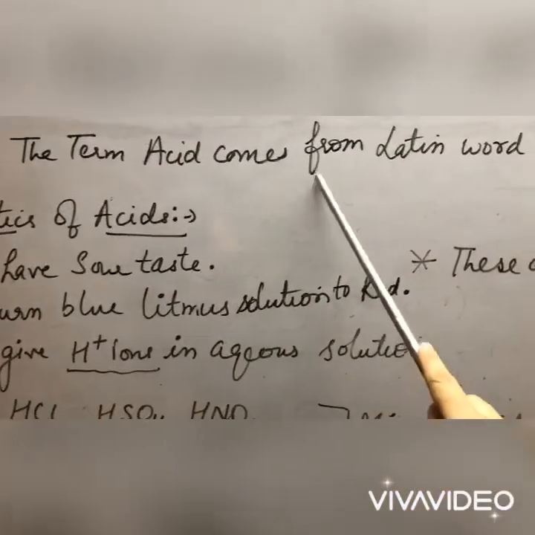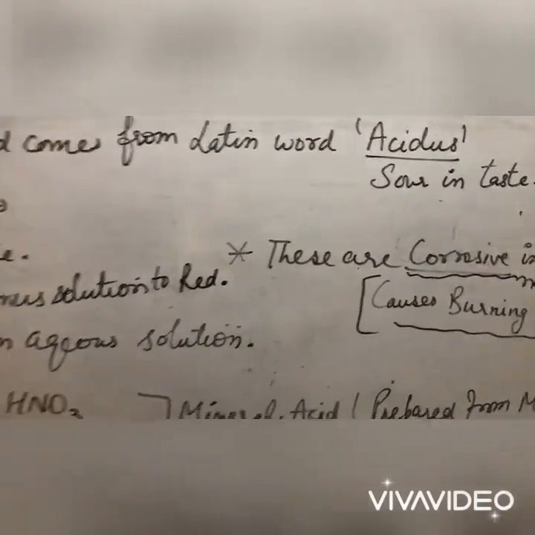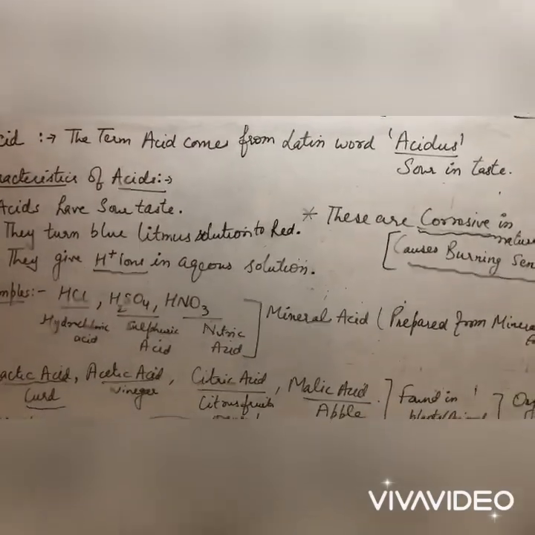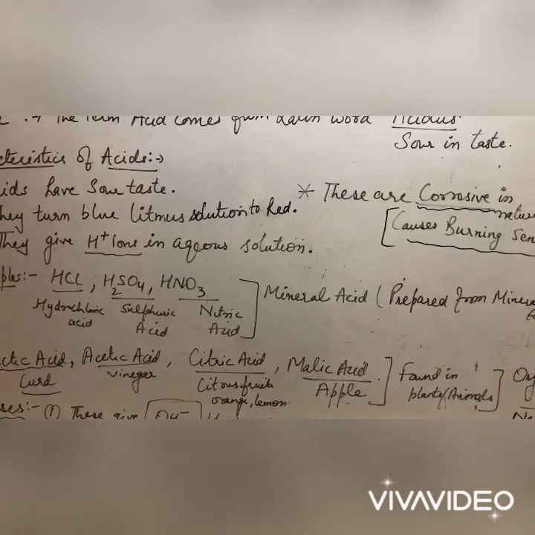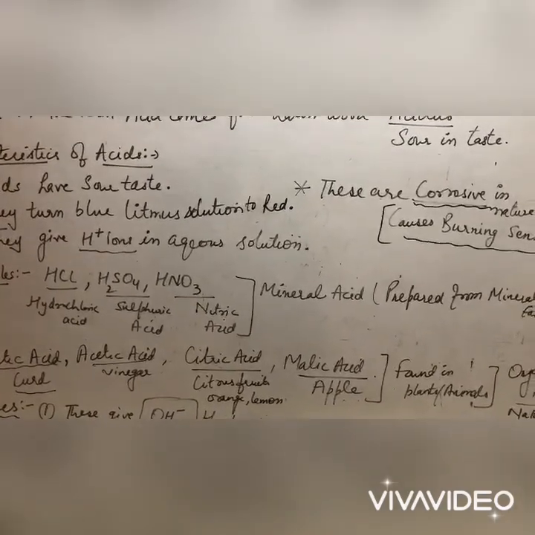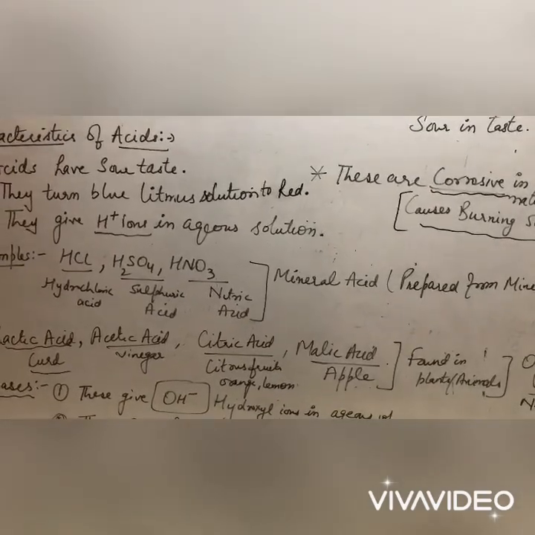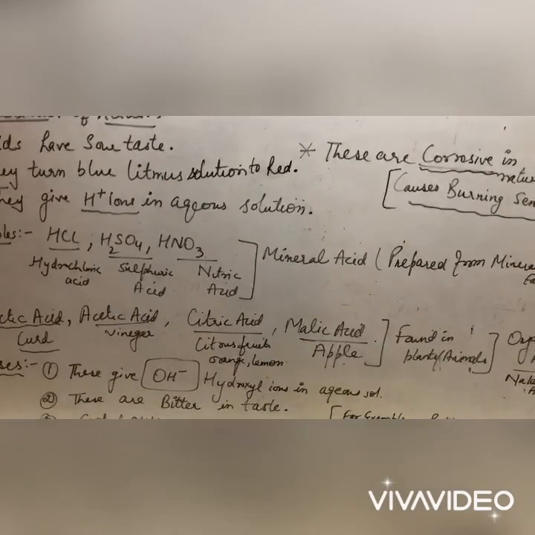The term acid comes from a Latin word, acidus, which means sour in taste. That means acids are the substances which are sour in taste. And I told you some examples. Can you recall something? Grapes, oranges contain acid, or the lemon juice, that is an acidic substance. Some acids are edible but others are not.